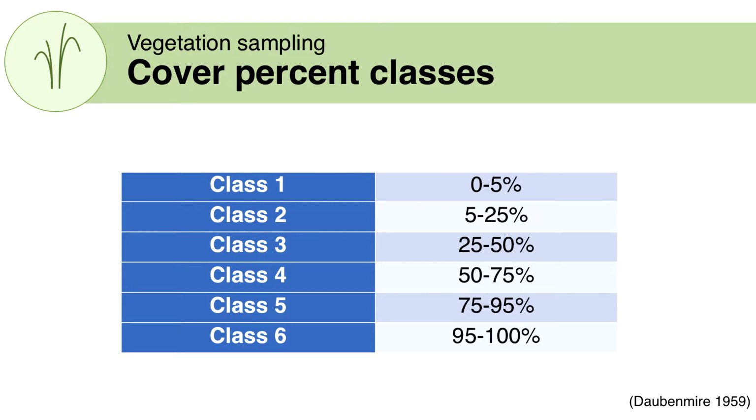For estimating percent cover, we'll be using cover classes. So here's a breakdown of the Daubenmire cover classes we'll be using. Class 1 is 0 to 5% cover, Class 2, 5 to 25% cover, Class 3, 25 to 50%, Class 4, 50 to 75%, Class 5, 75 to 95%, and Class 6, 95 to 100%. So this is the percent cover of a particular functional group or cover type in the plot that we're looking at.